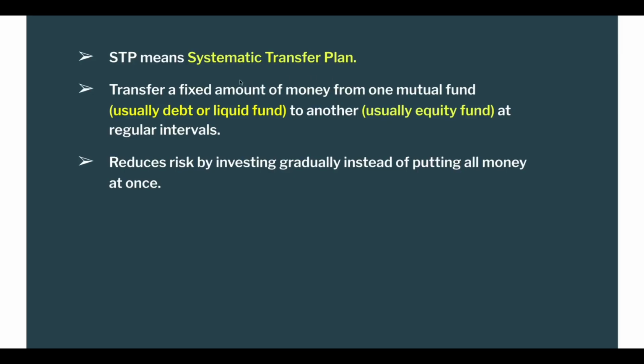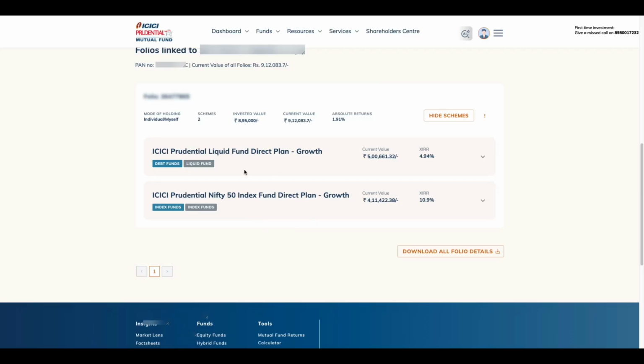STP means, as I said earlier, systematic transfer plan. It is used to transfer a fixed amount of money from a mutual fund, generally from liquid funds to equity funds, so that instead of investing a lump sum amount at a time, you are investing at regular intervals like an SIP, so that it reduces the risk of investing the entire amount at a time. For example, here you can see I have a liquid fund and an equity fund. It is the Nifty 50 Index Fund. Now I will do an STP from the liquid fund to the Nifty 50 Index Fund.